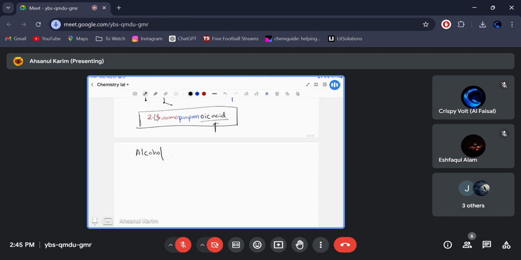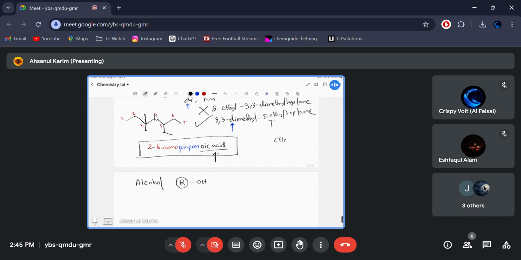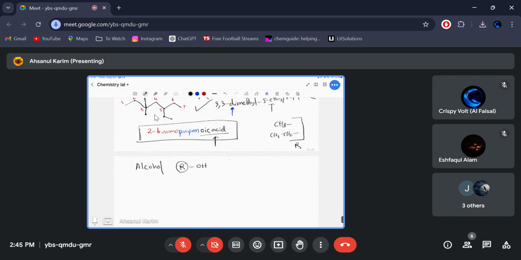Now I have the first one, alcohol. What is the structure of alcohol? This is the structure of alcohol. Now, what is R? R is an alkyl group, any kind of alkyl group. It could be CH3, it could be CH3CH2. Everything is considered R. Any issues? And the secondary suffix for alcohol is OL. Clear? Yes.